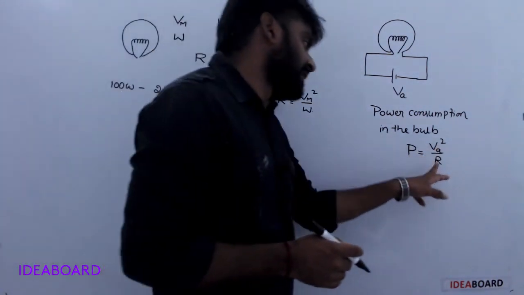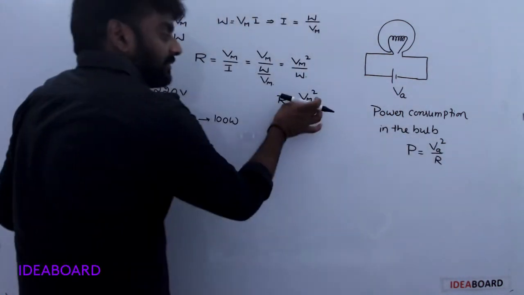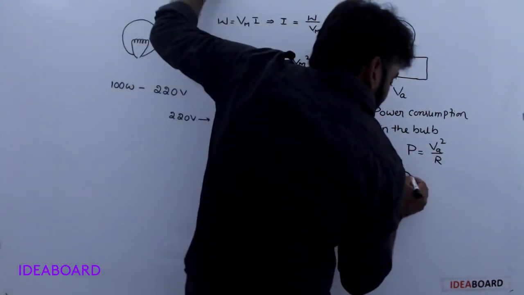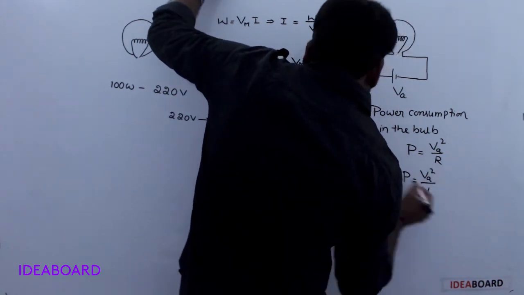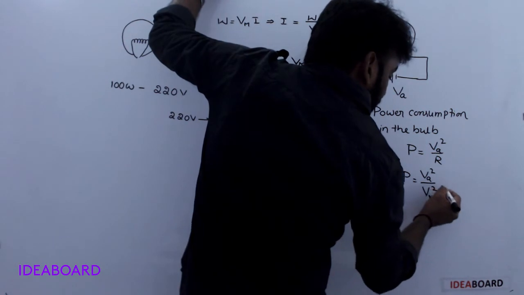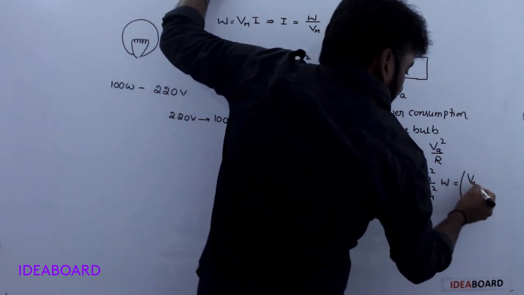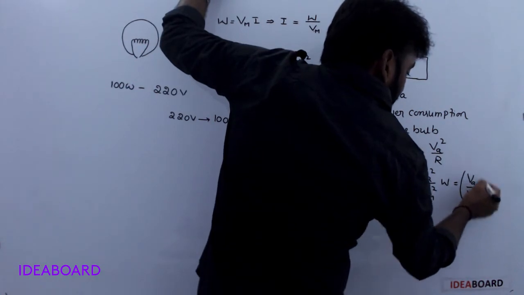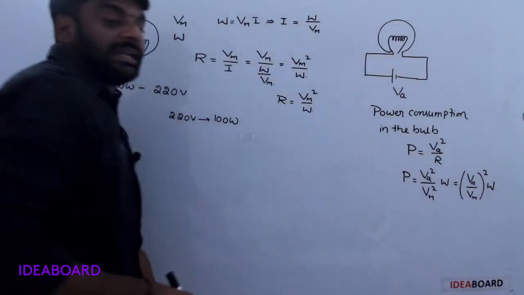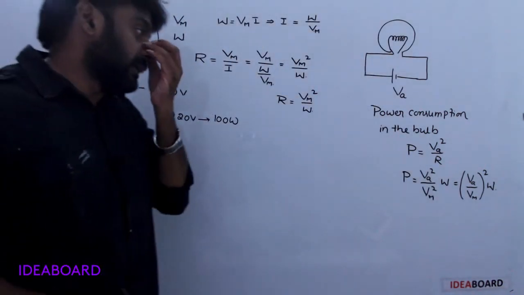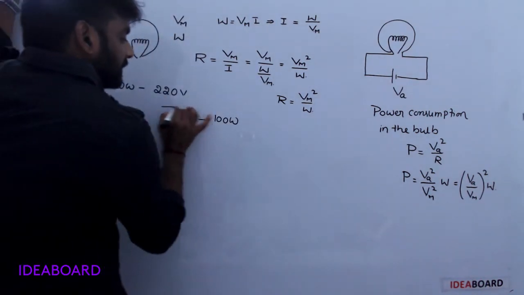Applied voltage square by resistance of the bulb. Resistance of the bulb is V suffix M square by W. So power consumption is equal to V applied square by V suffix M square by W. Simply you write it as V applied by V suffix M whole square into wattage. Wattage in the sense mentioned one. Understood?